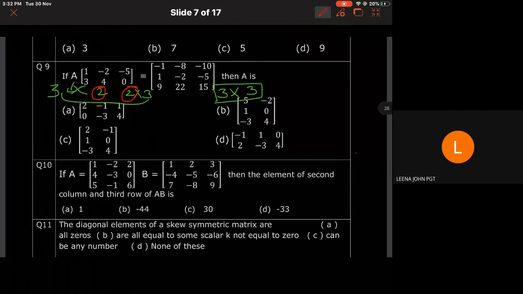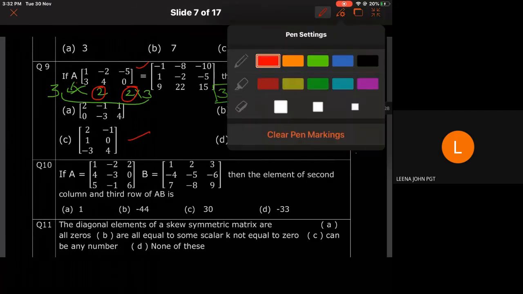Now you have concluded that A must be of order 3 by 2. Then only A into this matrix is defined. A must be of order 3 by 2, 3 rows and 2 columns. So there are two options. This one 3 rows, this one 3 rows. Now you multiply and see whether you are getting this answer correctly or not. That will be the easy way of finding out.